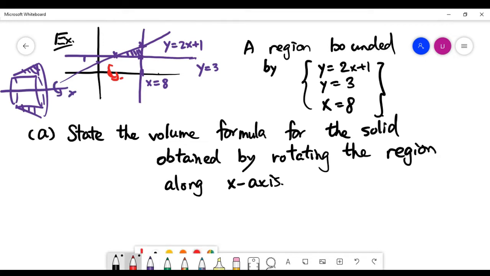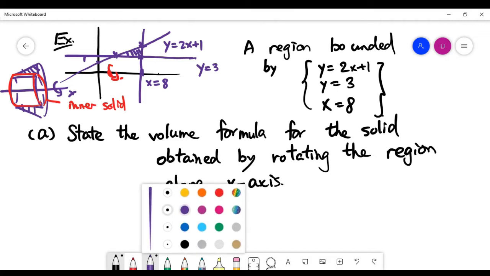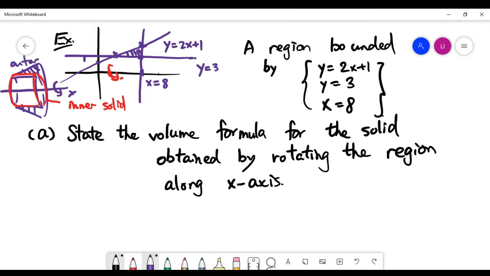You see the point is that there's a big empty part in the middle. Like in the last couple of videos, we call it the inner solid, which needs to be cut out from the whole solid in purple, which is called the outer solid. Now, by the washer method, the formula should be the volume formula for the outer solid minus the volume formula for the inner solid. Also, because it's an x-axis rotation, it should be a dx integration.